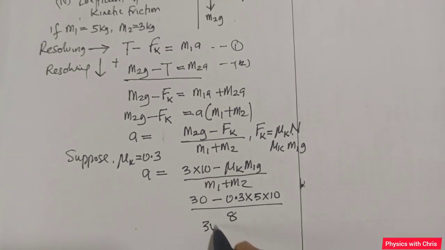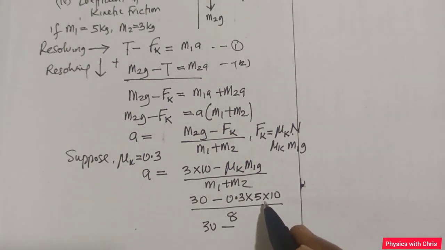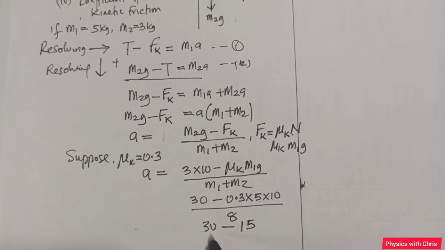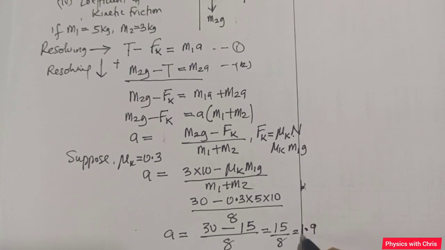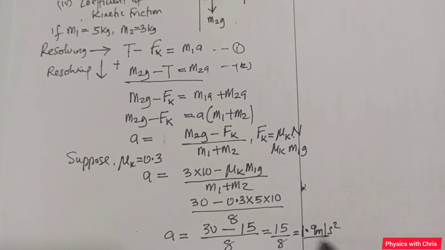That gives me 30 minus, this is 50 times 0.3. That gives me 15 divided by 8. So that gives me 15 over 8. That is their common acceleration. So 15 divided by 8 is equal to 1.875. Let's call that 1.9 meters per second squared, their common acceleration.